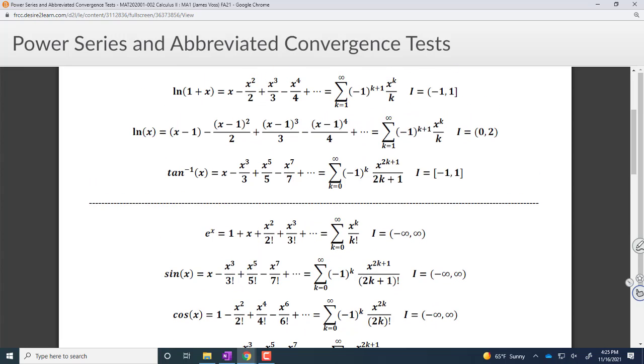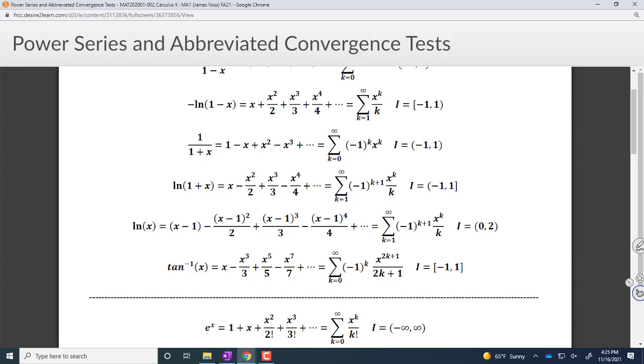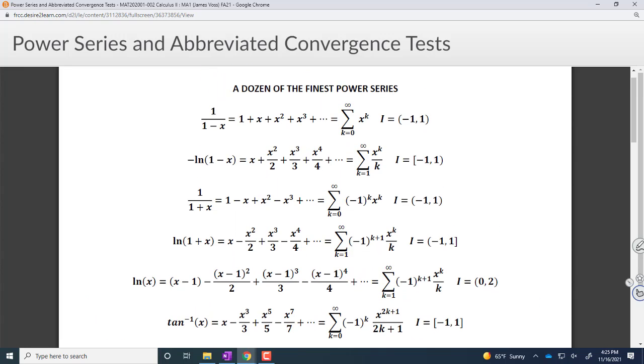Right here, the center is 1. If you plug in a 1 for the x's, you end up with 0 all the way through. So you can see all of these converge at their center. The center of this one is 0. If you plug in 0, everything turns to 0. Plug in 0 here, everything turns to 0 except the first term. Plug in 0 there, everything turns to 0 but the first term. So every power series converges at its center. That's the least you can have. The least number of points where it converges is 1, its center. So it has to converge at its center.